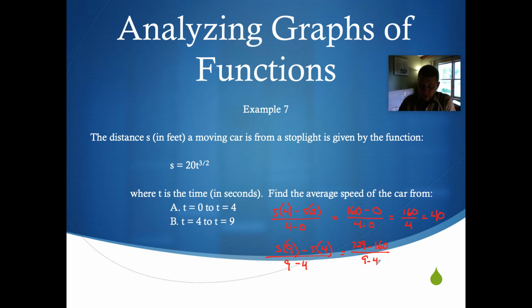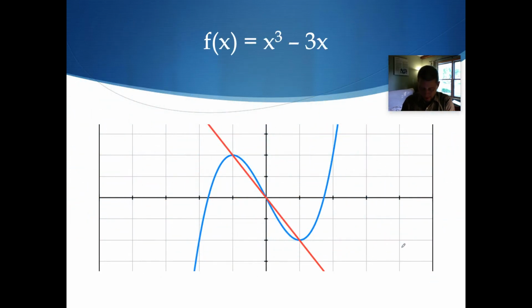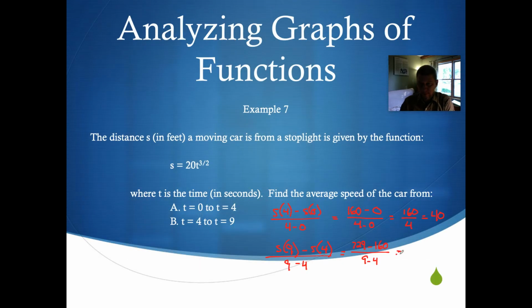Well, 729 minus 160 is 569. So 569 divided by the value of 9 minus 4, which is 5, and that's going to leave me with a number, I think I did my math wrong. Let's see. Oh, I didn't take the square root. That's why.